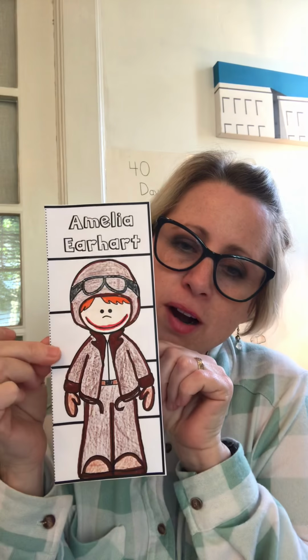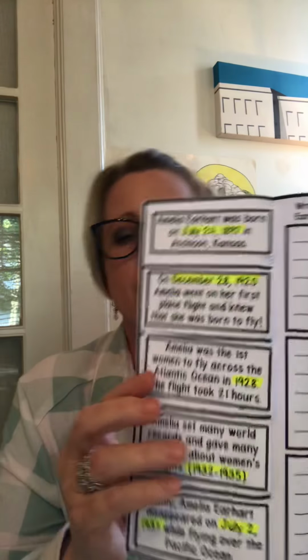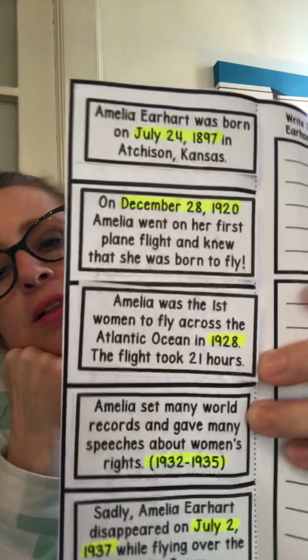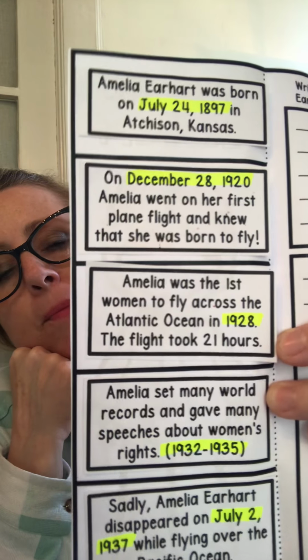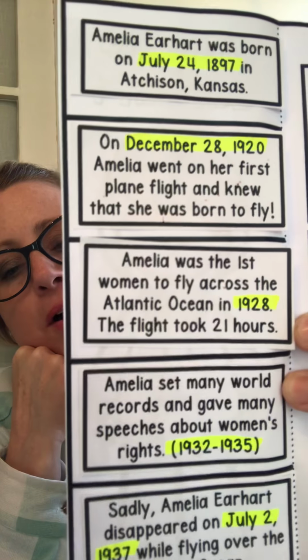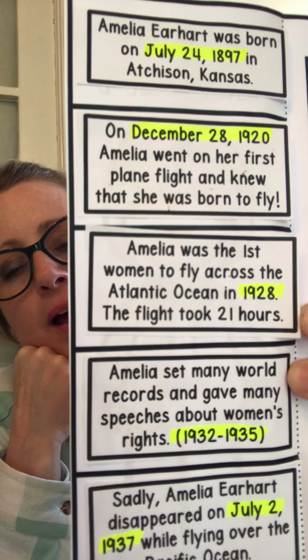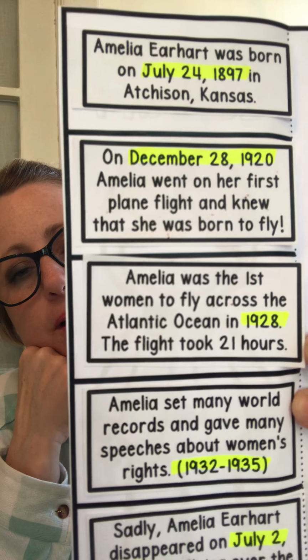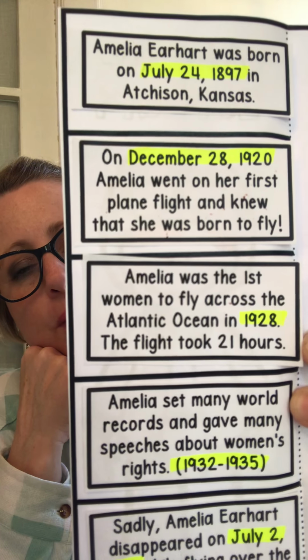So Amelia Earhart is colored. You glued everything together. And then you made your timeline. So what have I highlighted in this timeline? Something really important that helps you decide what comes first, next, and last. I've highlighted dates, okay? So that was a good way to read and see what events happen first.